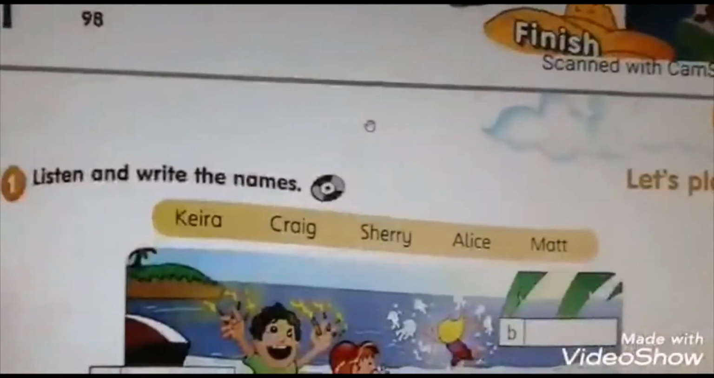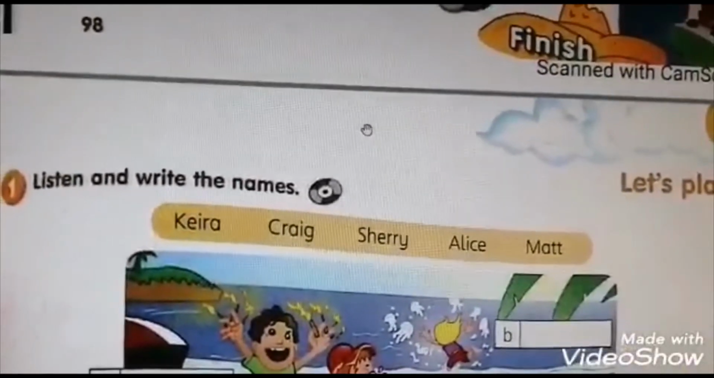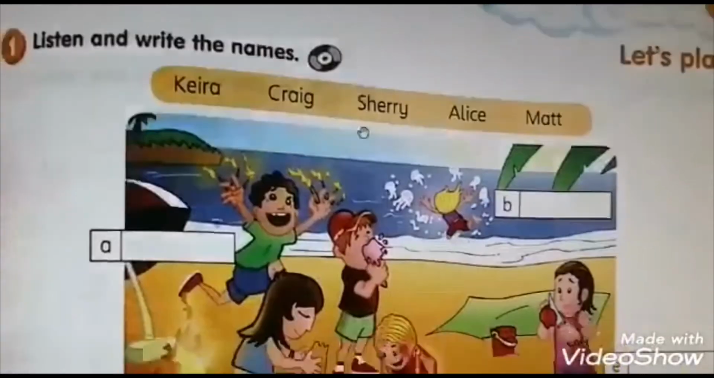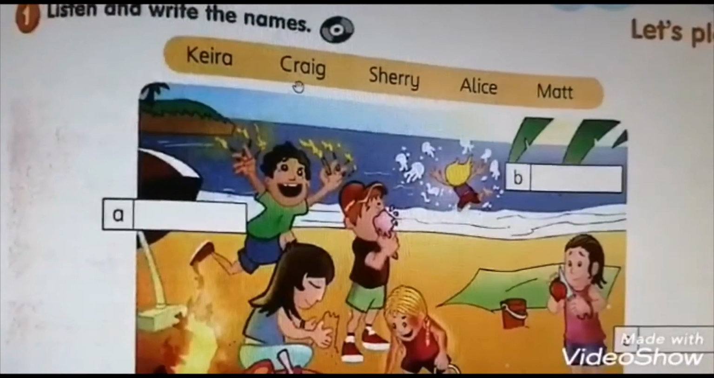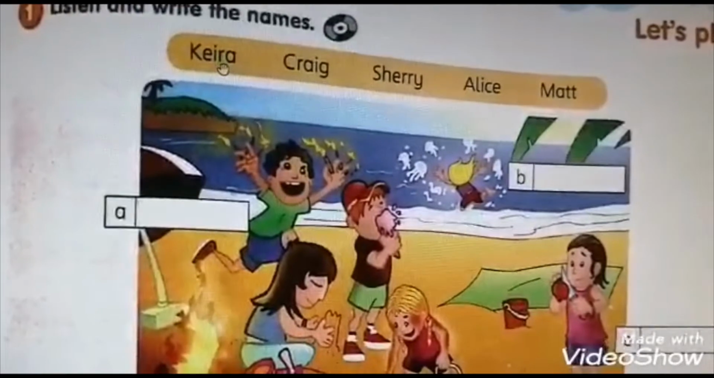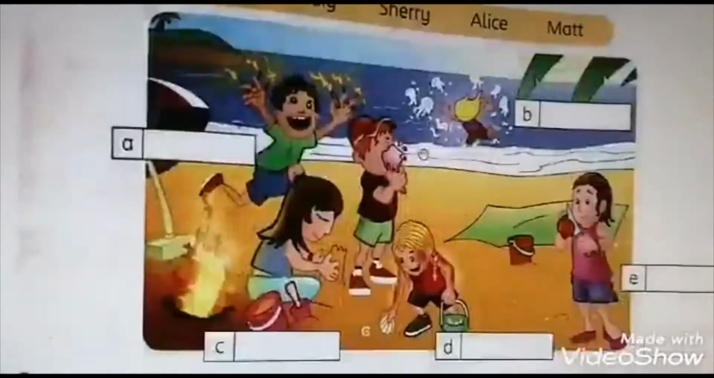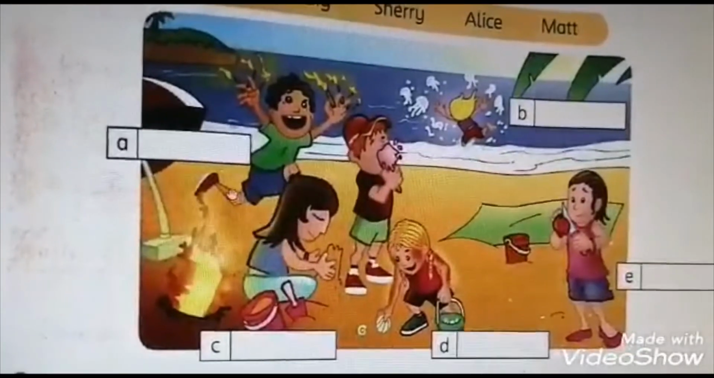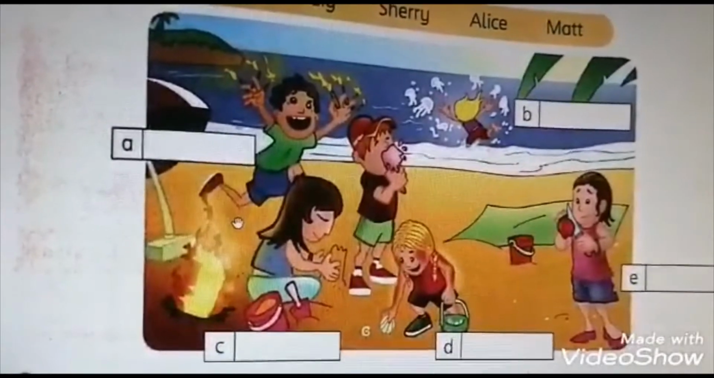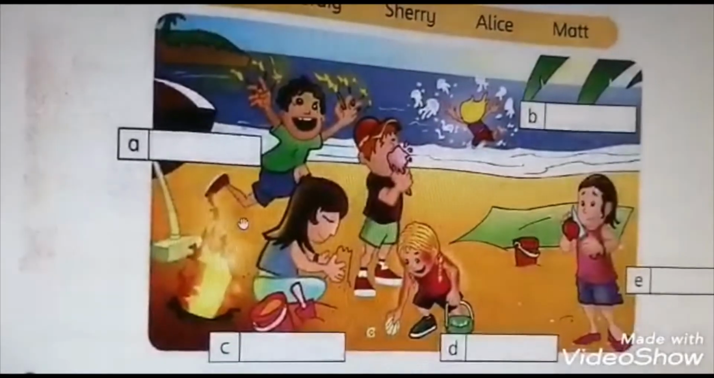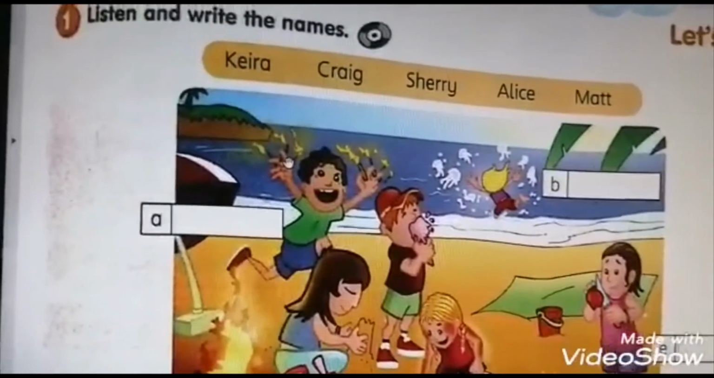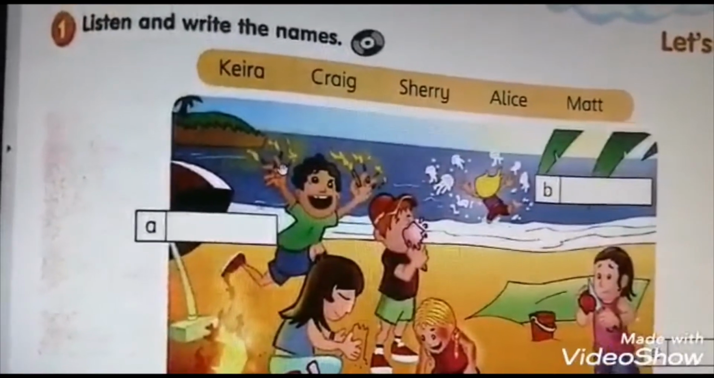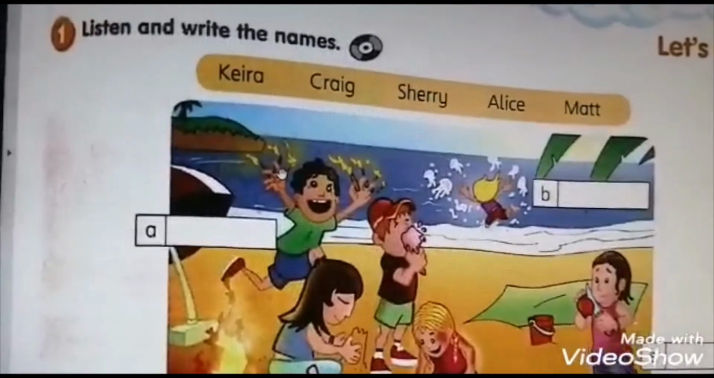Please open your workbook to page number 89. I'm going to play the CD. Please listen carefully. As you can see in the box, listen and write the names. Here are some names written. Look at the pictures, A, B, C, D, E. Listen to the conversation carefully and then write the name. Are you ready for listening?